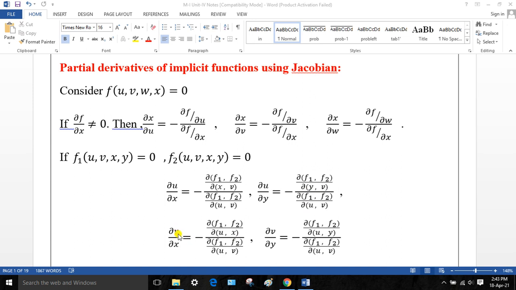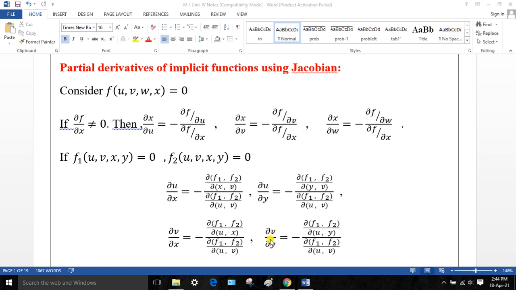Suppose I have to find del v by del x. Suppose del v by del x, again the negative sign, take the entry of two functions, del f1 f2, del f1 f2. Now I have to write the denominator of both these functions. So what is the denominator here? Again the numerator is v. So v from the pair u comma v. Now what I have to replace? This v I have to replace by x. So see, this u I keep as it is, and this v is replaced by x here.